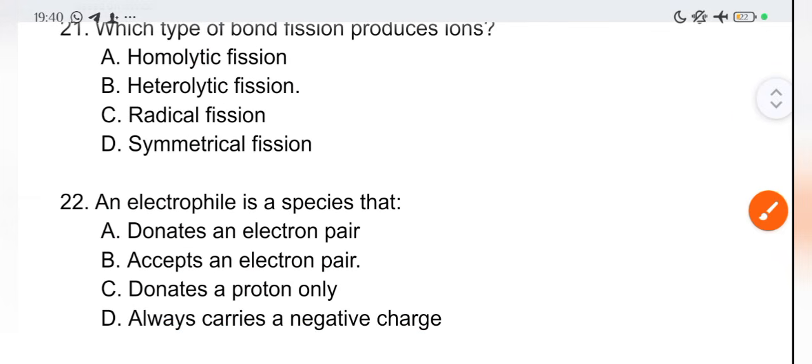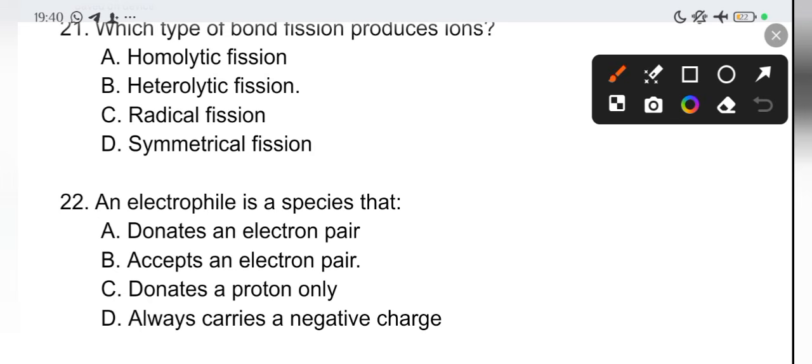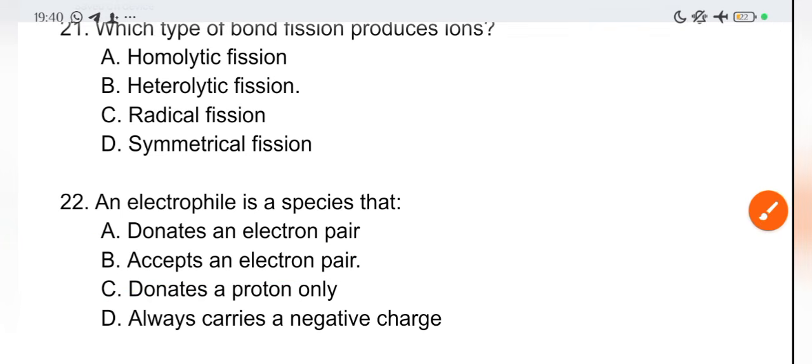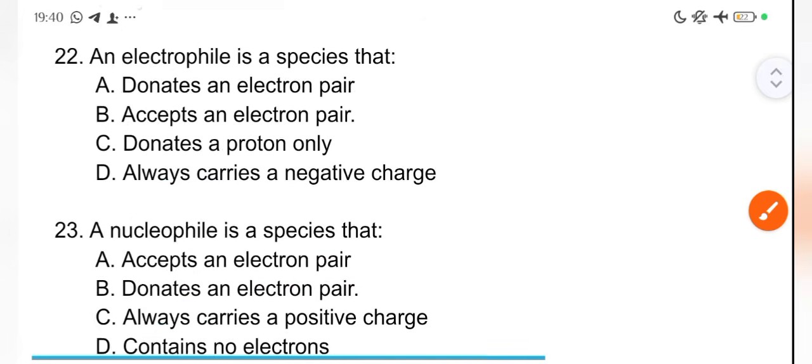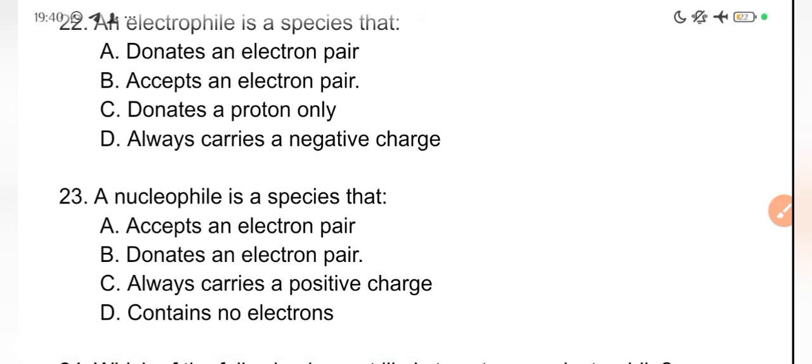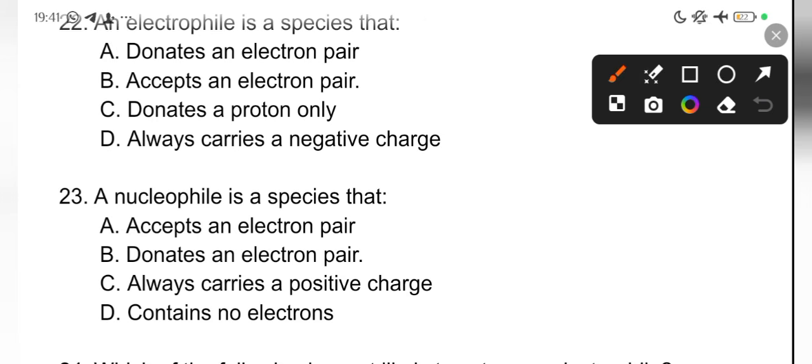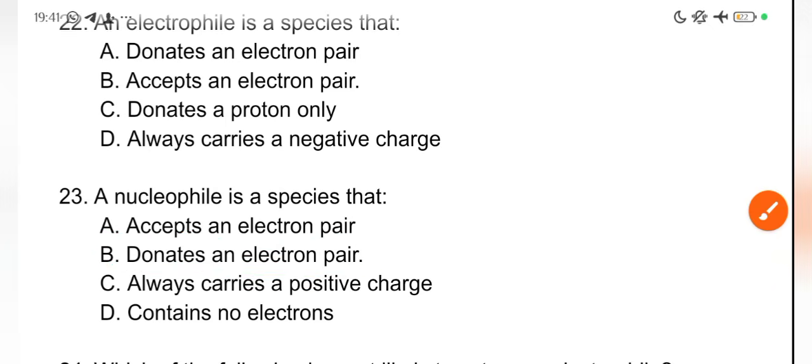22. An electrophile is a species that accepts an electron. So there's a concept. We have the electrophile and we have the nucleophile, right? Electrophiles accept. Nucleophiles donate. Okay, so take note of that. So now, okay, we have come to the question. Nucleophile is a species that donates. It donates electrons.